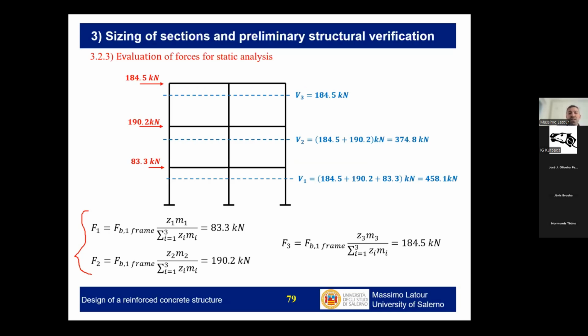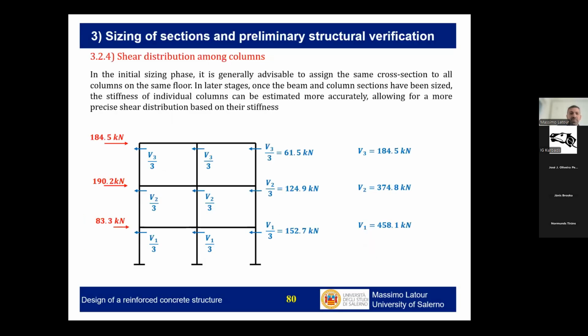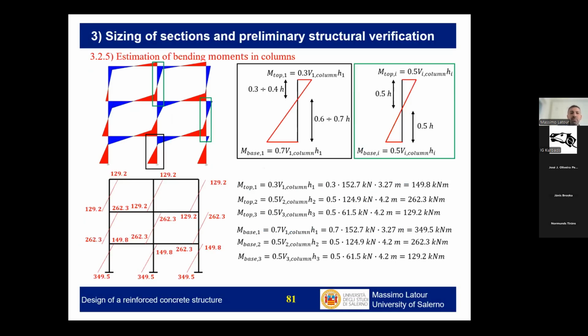So we can derive easily the action in beams and columns, starting from the shear, the story shear. So we can take the shear in the column. Basically, we can consider that this story shear, since the columns are the same, will be equally distributed among the three columns. Once we know the shear acting in each of the columns, we can easily evaluate the bending action occurring in the column based on the rules that José was also explaining before.